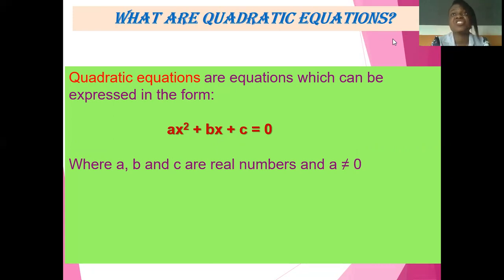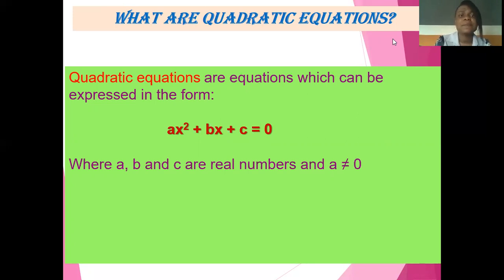okay? If A is 0, then what you're left with is a linear equation, okay? So A must not be 0. And you shouldn't have higher powers like cube, or raised to the power of 4. By the time you start going into that, you're talking about larger polynomials now. So those are not quadratic equations, okay?